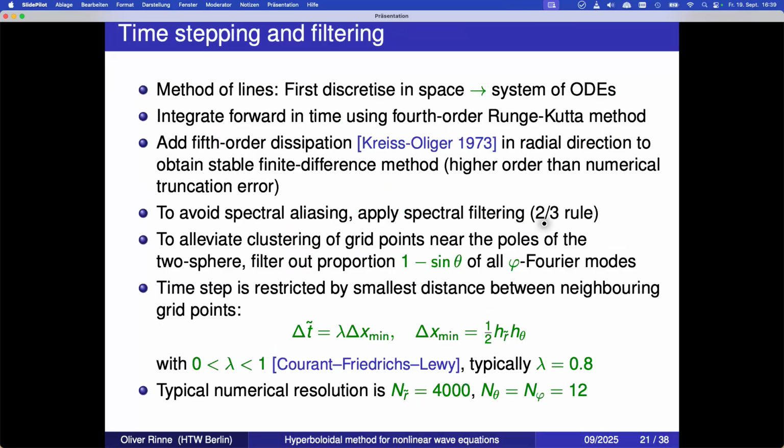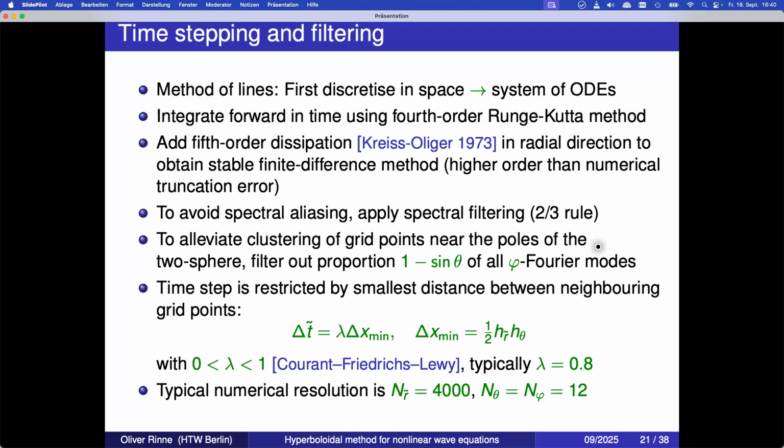In the case of 3 dimensions and without symmetries, there's another problem, because if you imagine the two-sphere and you have an equidistant grid both in theta and in phi, then you can see that there's a clustering of grid points near the poles of the two-sphere. So the phi grid points near the poles of the sphere become very dense. And this is a problem because this very small distance between those grid points near the poles determines the CFL condition. So this determines the time step that you can take, which is then very small.